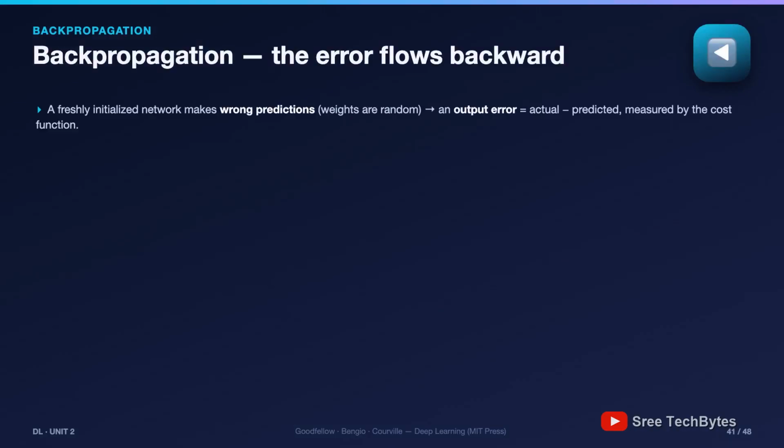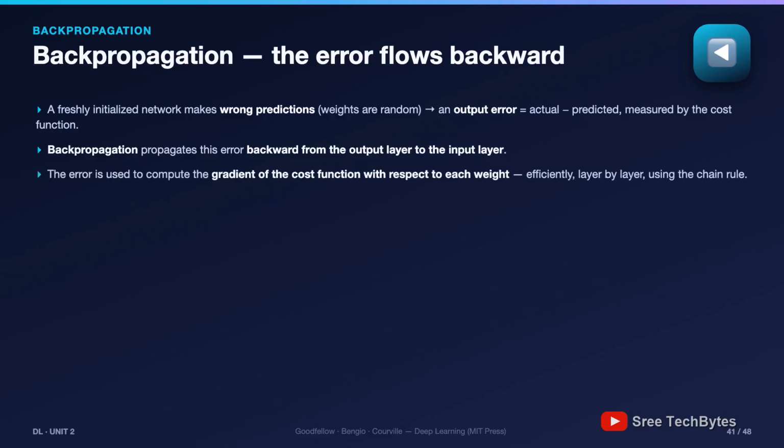The setup: a fresh network has random weights, so it predicts wrongly. The gap between actual and predicted is the output error measured by the cost function. Backpropagation takes that error at the output and propagates it backward, layer by layer, to the input, computing, along the way, the gradient of the cost with respect to every weight. The engine underneath is the chain rule from calculus, and the back to front order lets each layer reuse the computations of the layer after it. That reuse is why it's fast.